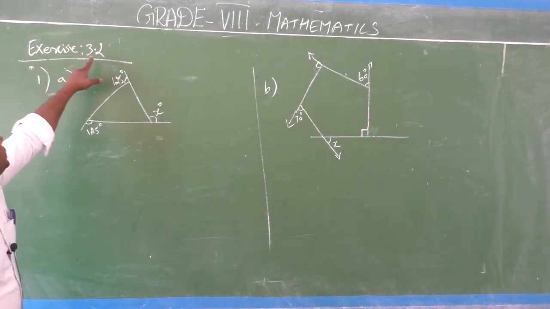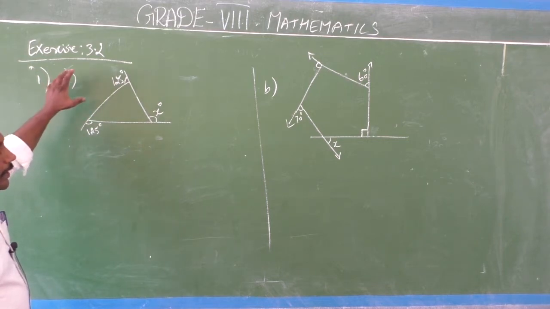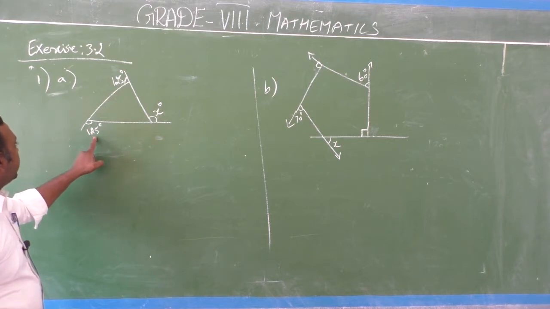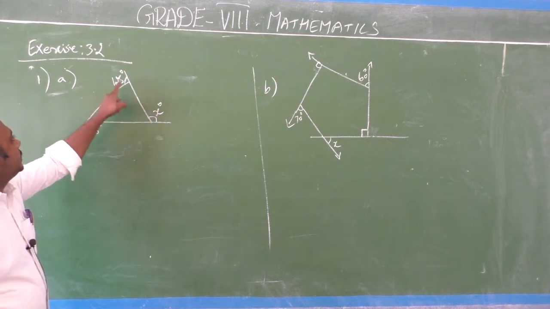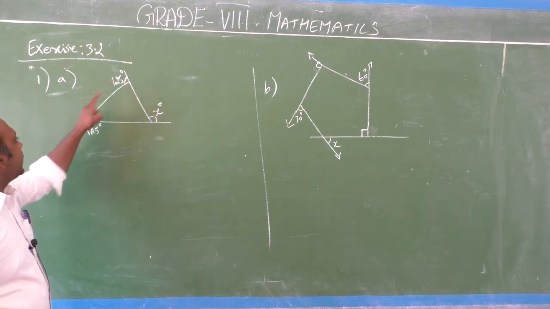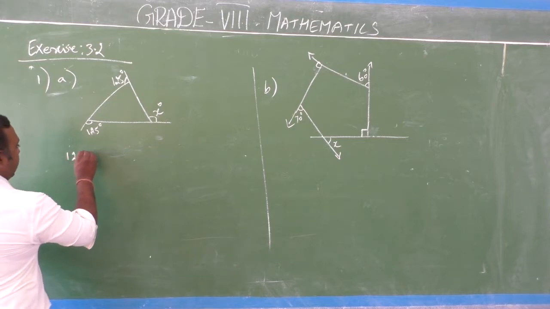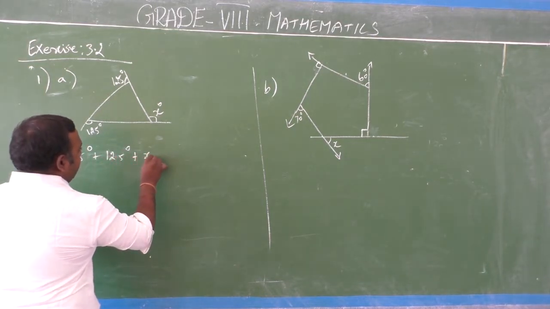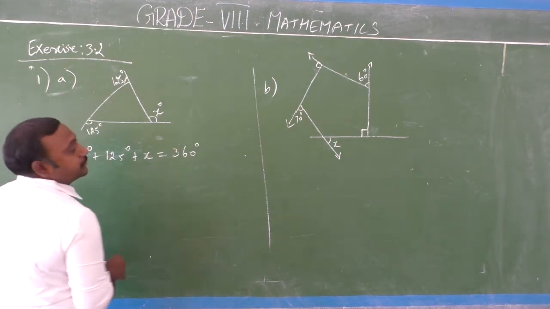Now we move to exercise 3.2. First A sum. Find the value of x. Here the exterior angles are 125 degrees, 125 degrees, and x. The sum of all exterior angles is 360 degrees. So 125 degrees plus 125 degrees plus x is equal to 360 degrees.